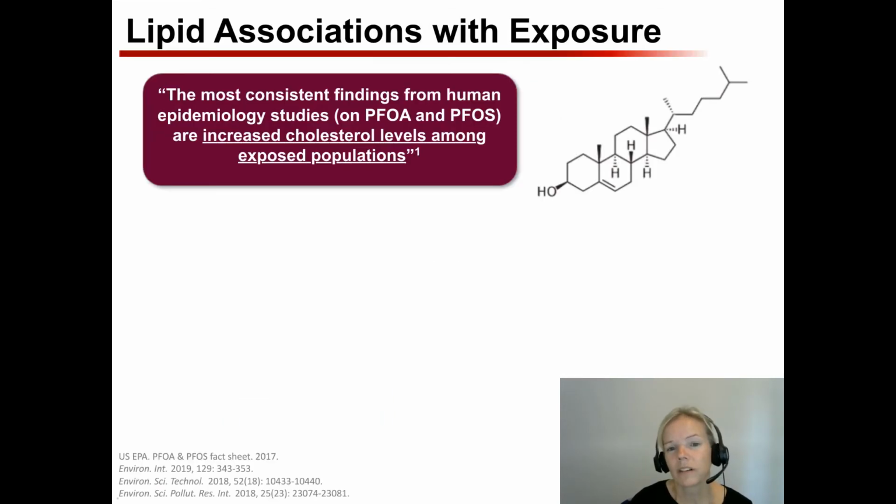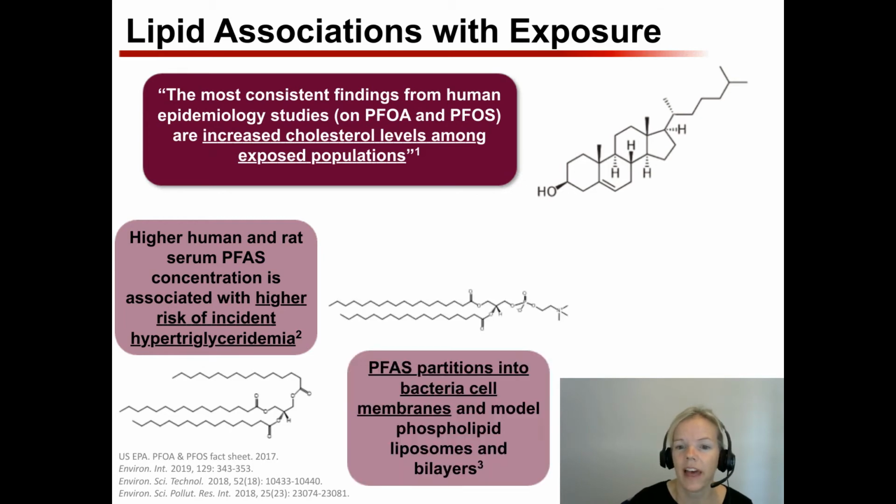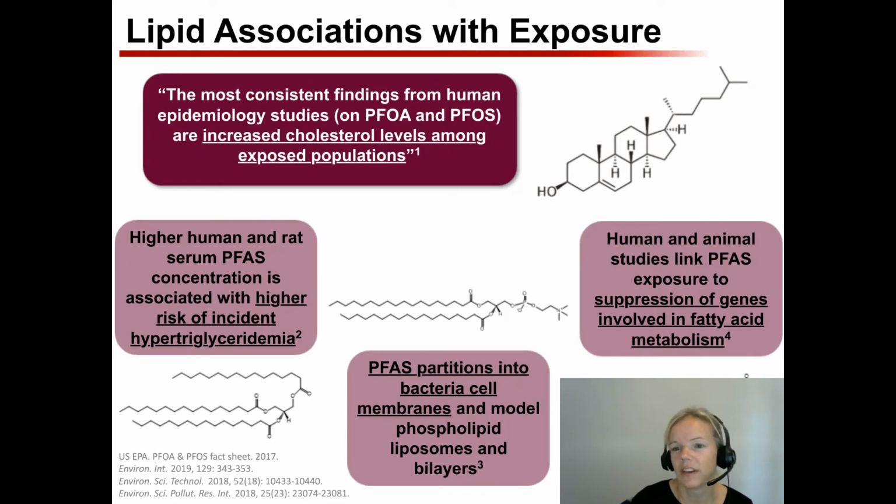So now we're specifically looking at lipid analyses of different things, specifically plants and animals that might have PFAS exposure, due to the direct correlation they've seen with lipids and PFAS and the similarities in structures. So there's been links to increased cholesterol levels among exposed populations, higher risk of hypertriglyceridemia, and then a partitioning into bacterial cells and membranes, and then also suppression of genes involved in fatty acyl metabolism. So this is an area that hopefully you'll hear me talk about in the future.